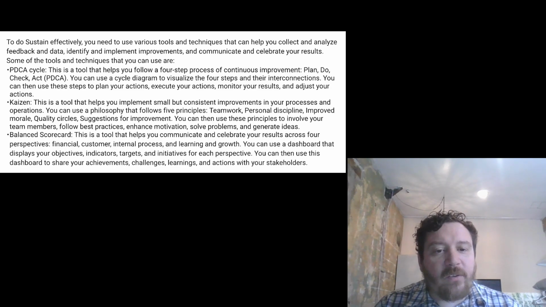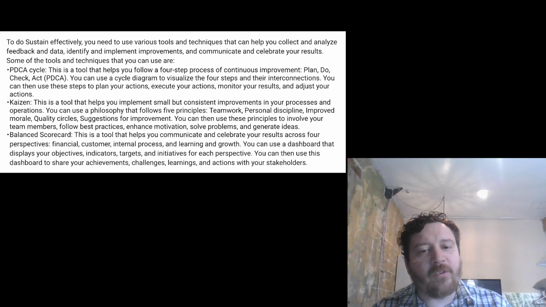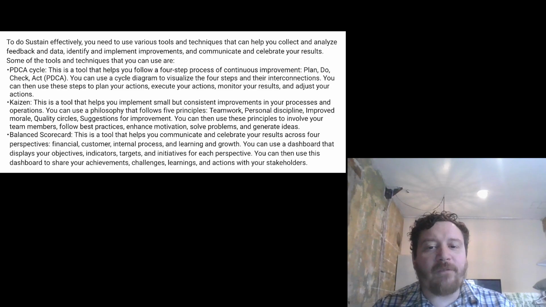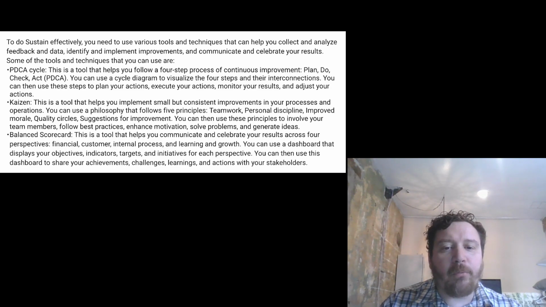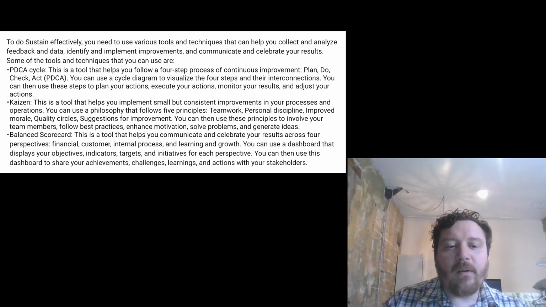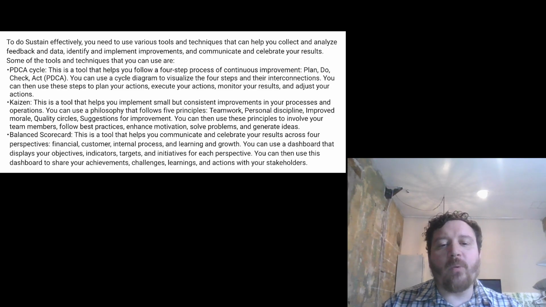Kaizen. This is a tool that helps you to implement small but consistent improvements in your processes and operations. You can use a philosophy that follows 5 principles: teamwork, personal discipline, improved morale, quality circles, and suggestions for improvement. You can then use these principles to involve your team members, follow best practices, enhance motivation, solve problems, and generate ideas.